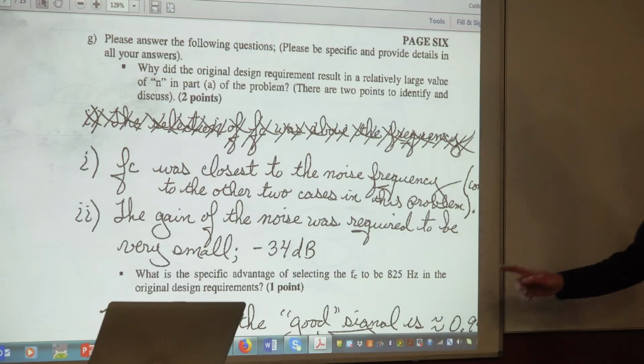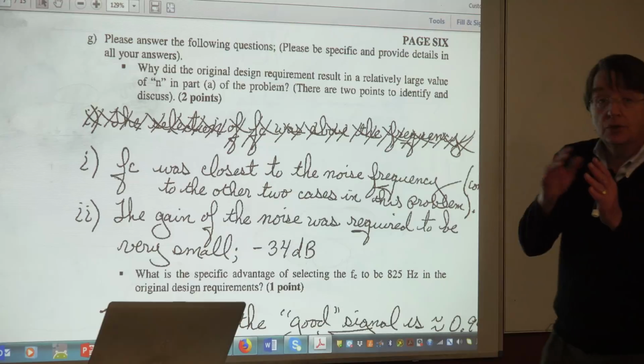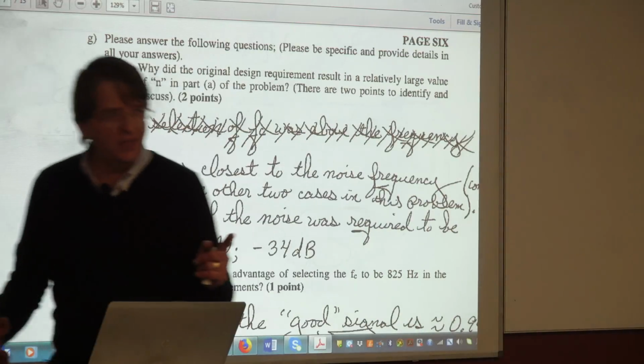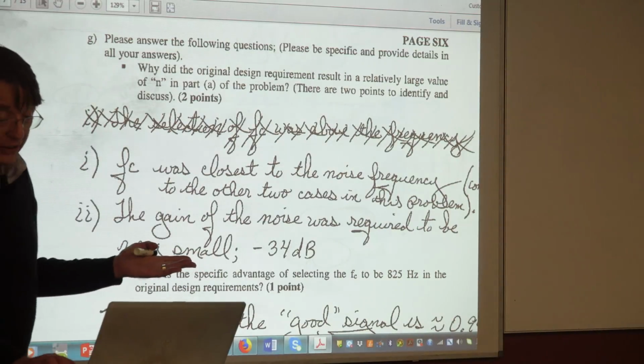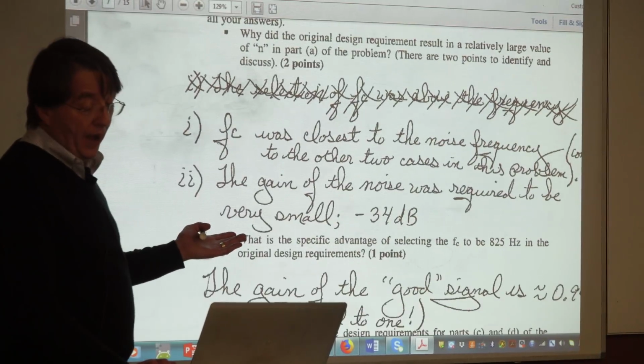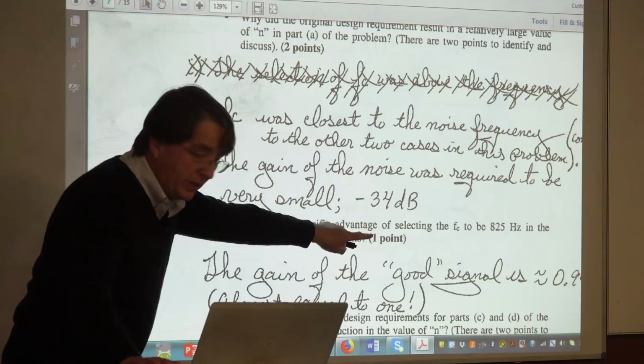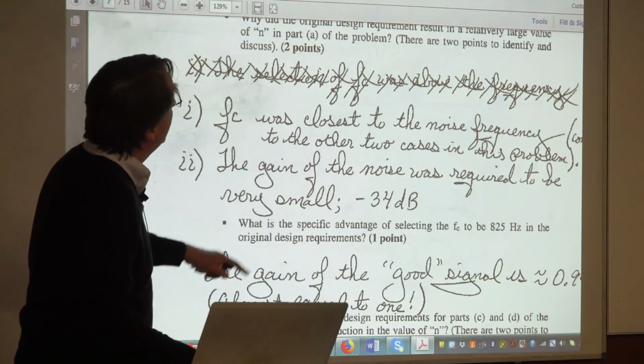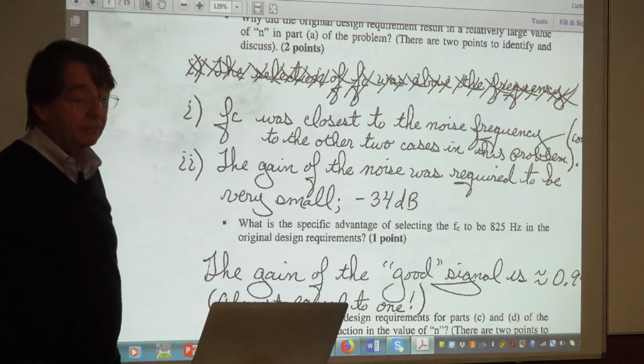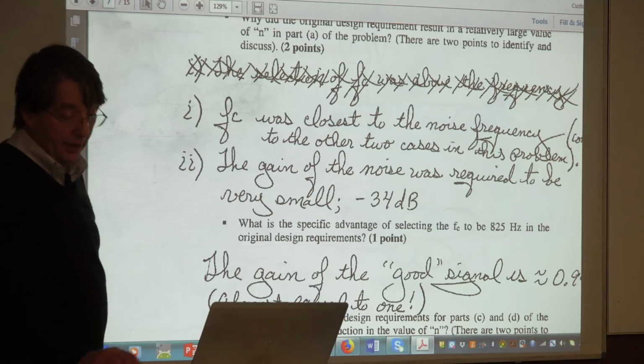What is the specific advantage of selecting f sub c to be 825 in the original design requirement? I got 99% of the good signal. The good signal was only up to 750. If I choose the corner to be 825, I get 99%. It says 0.9, but in the document, I'm sorry, it's slightly off kilter here. It's 99%. Almost equal to 1.